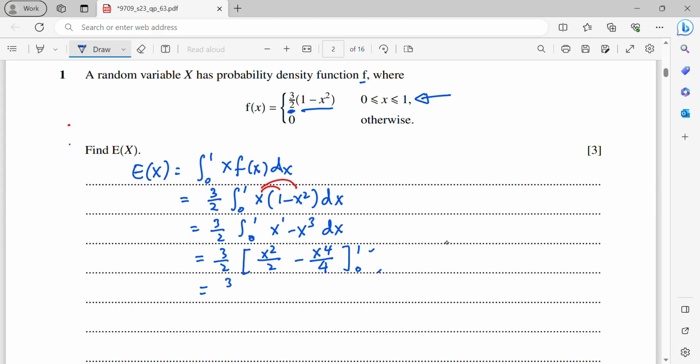So I will get 3 over 2. Now for your information, 1 to any degree is still 1. Therefore, the first term becomes 1 over 2. Second term will be 1 over 4. Then minus when the lower limit is 0. So when the x equals 0, both of the terms will be 0. Then from here, I will get 3 over 8. So this is our E(X).